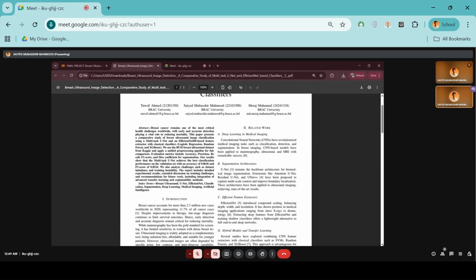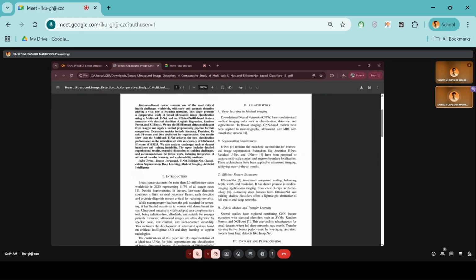For this project, we have worked with the BUSI breast ultrasound dataset. It contains three categories: benign, 891 images; malignant, 421 images; and normal, 266 images. So not only is the dataset relatively small, it is also imbalanced, with benign cases making up more than half the total. This makes model design and evaluation especially challenging.